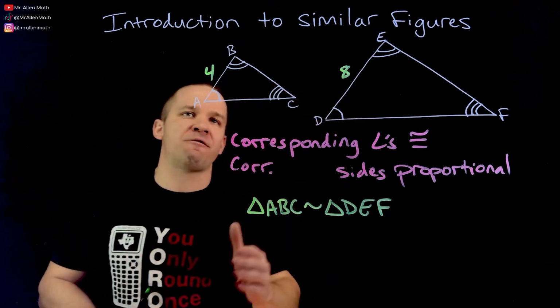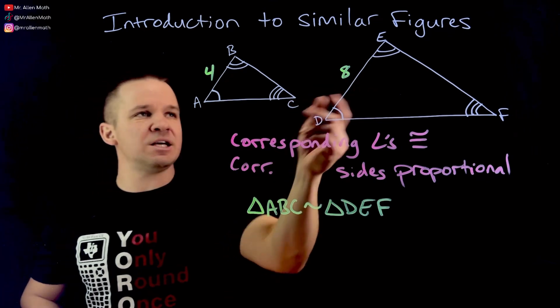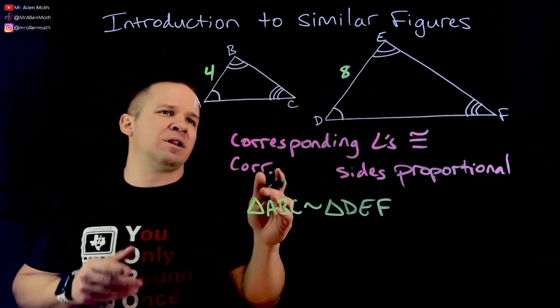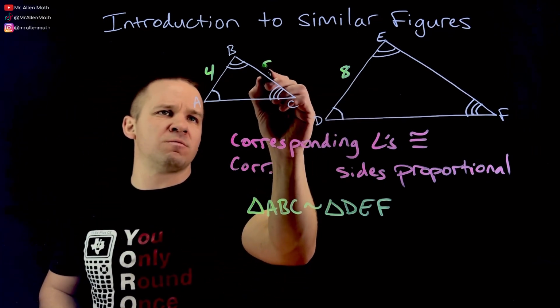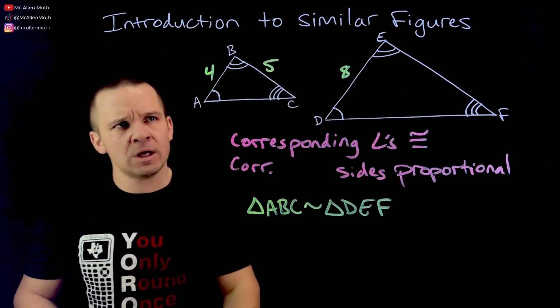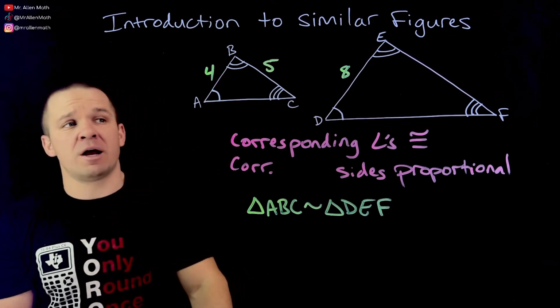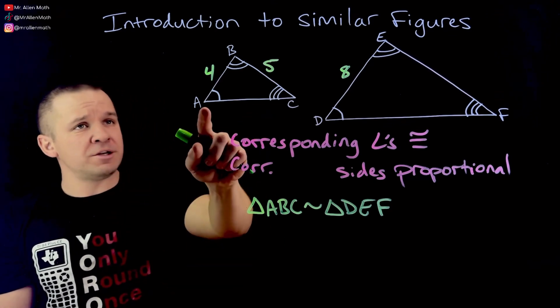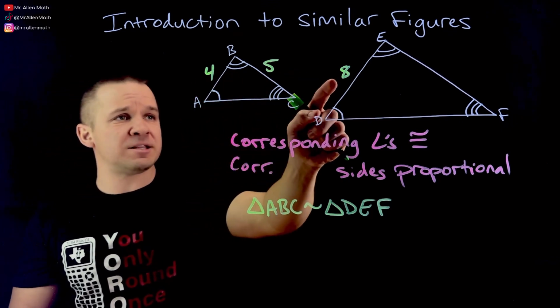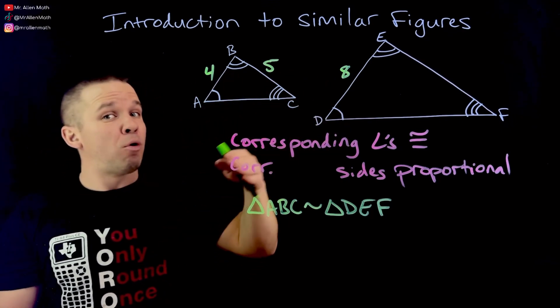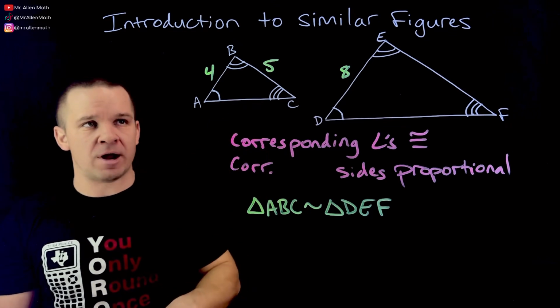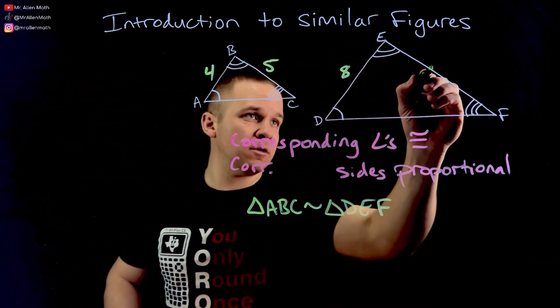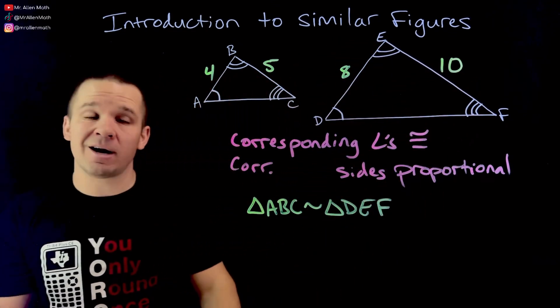So back to this here. If I got AB is 4 and DE is 8, what if I gave a length to BC? Let's say this one was 5. Could you tell me anything about a length in triangle DEF? Well, according to this one here, if this is 4 and that's 8, and the sides are proportional, 8 is double the 4, right? So doubling the 5 to 10 should give me this guy right here.